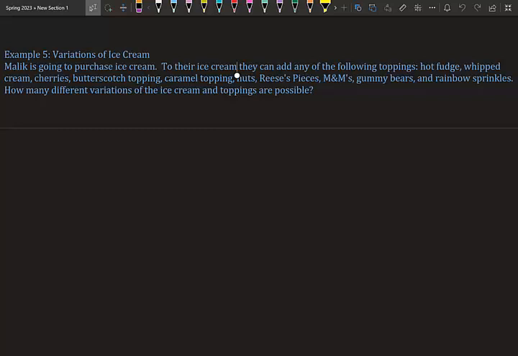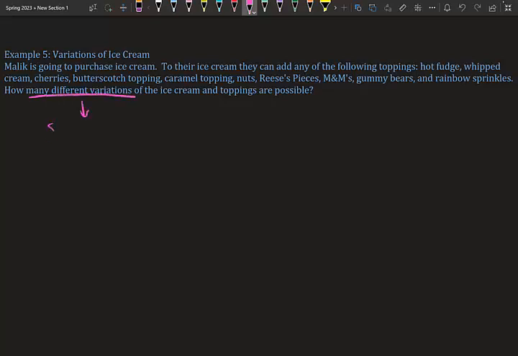So variations of ice cream. Malik is going to purchase ice cream. To their ice cream, they can add any of the following toppings. So there's only one ice cream you can pick. That's it. But you can add hot fudge, whipped cream, cherries, butterscotch topping, caramel toppings, nuts, Reese's Pieces, M&Ms, gummy bears, and rainbow sprinkles. Right, that's a good ice cream shop to me. How many different variations of ice cream and toppings are possible? All right, so how many different variations?